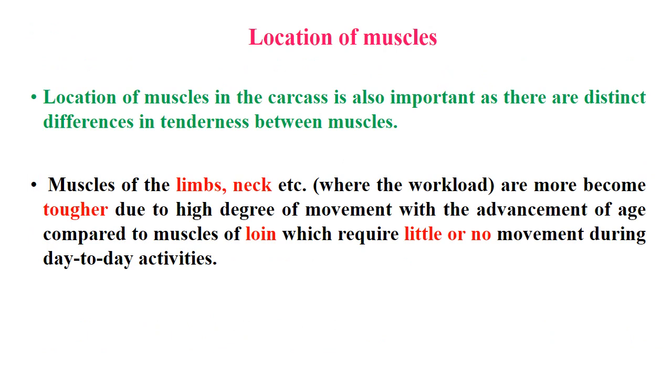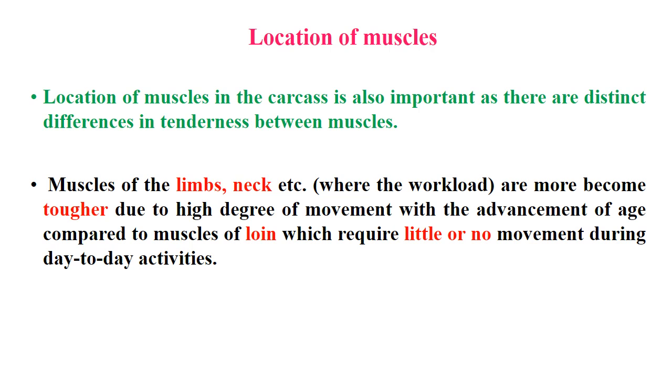So next is about the location of muscle, that is within the same carcass, same species, same breed, same animal, but between the muscles there is a difference. This difference is mainly in the tenderness, and between the muscles there are changes. So some muscles are tougher, some muscles are more tender. So this is related to the workload or working conditions.